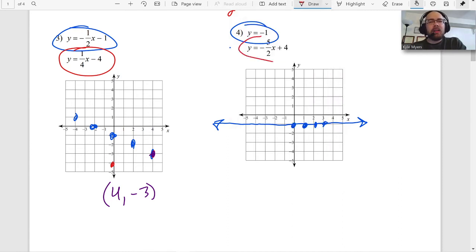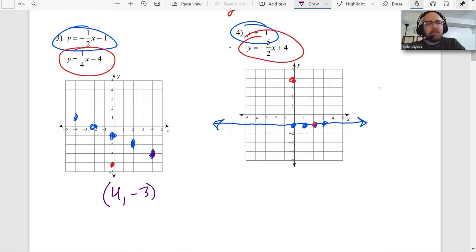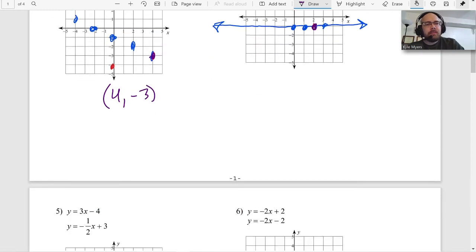When you have a regular graph like this, then you can just kind of go at it. So 4 is right here. Whoop, a little bit higher. Right about there. And then we go down 5. Oh, look at that. We're on the blue line. And right 2. So right there. And let's make that purple. Okay, so that is 2, comma, negative 1. Moving on.